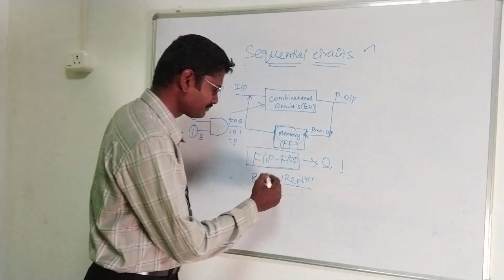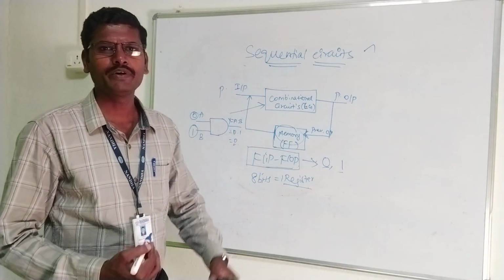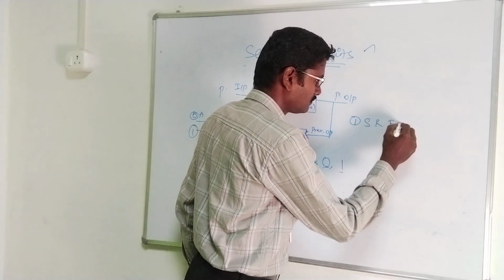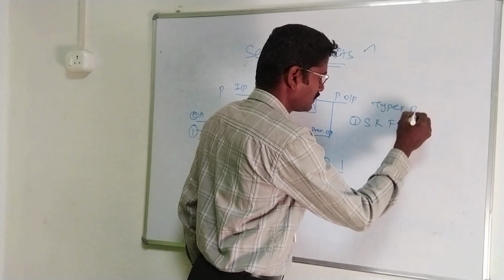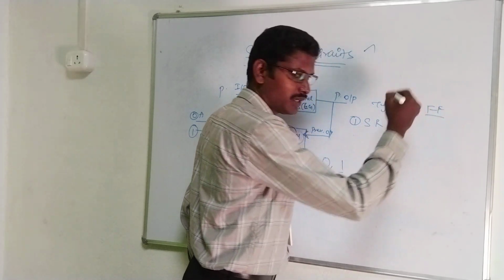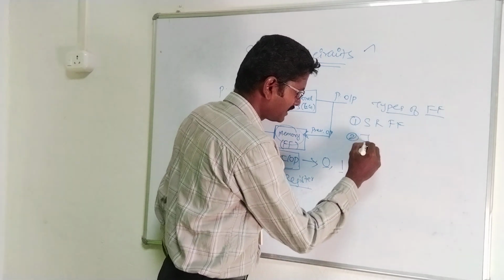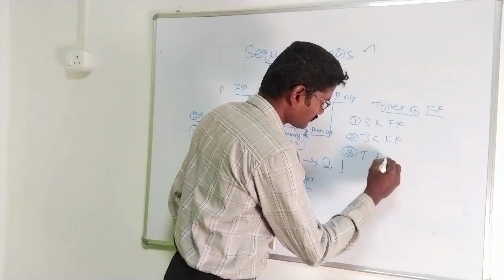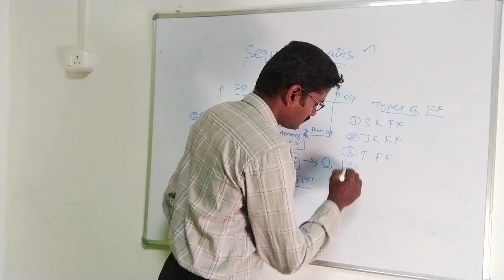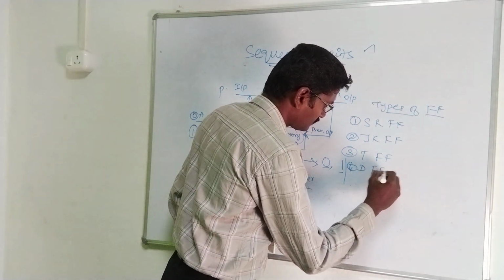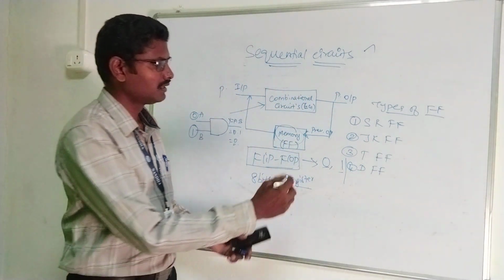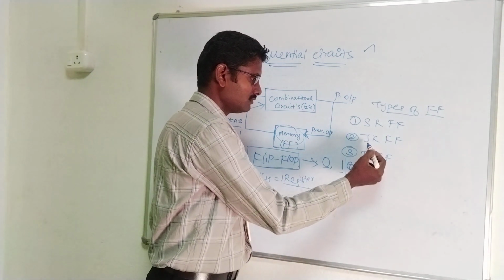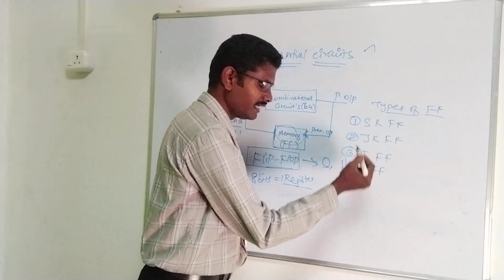This flip-flop is again classified into types. FF means flip-flop. The first one is the SR flip-flop, the second is the JK flip-flop, the third is the T flip-flop, and the fourth is the D flip-flop. SR means set-reset, JK is the Jack Kilby flip-flop, T is the toggle flip-flop, and D means data flip-flop.